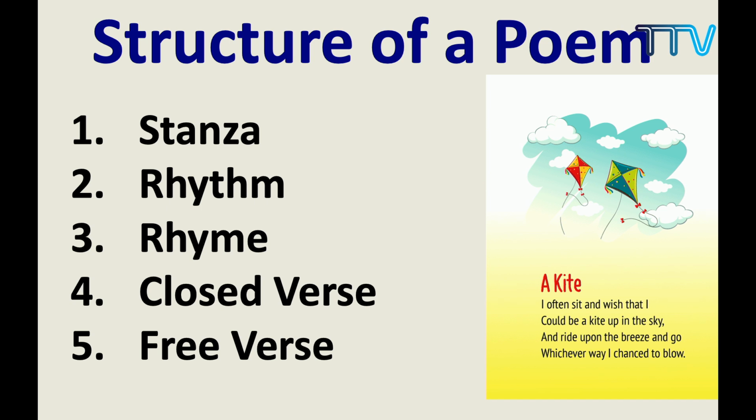So in a poem, we have stanzas, and some of the stanzas are made of 2 lines. You have already seen the previous poem. 2 lines make 1 stanza. Sometimes we have 3 lines which make 1 stanza. Sometimes we have 4 lines which make 1 stanza. If you look at the poem on the right side, how many lines are there? You will find there are 4 lines. So this is 1 stanza. You got it? That is the structure. The poem is written in stanzas.